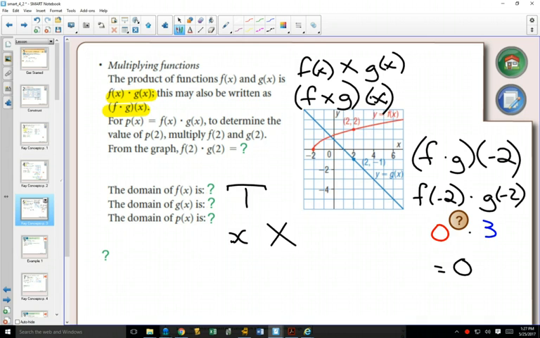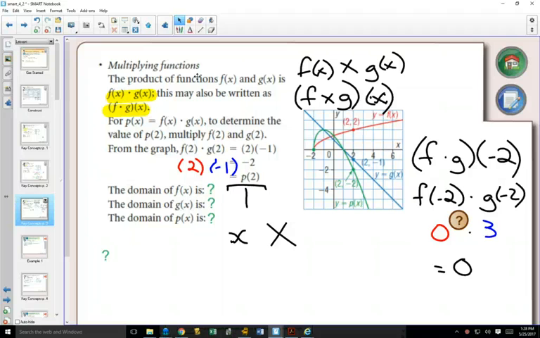Now, what's going to happen when you do f of 2 times g of 2? Well, f of 2, again, is 2. g of 2 is negative 1. If you multiply those together, you would get negative 2, and there's your green graph.